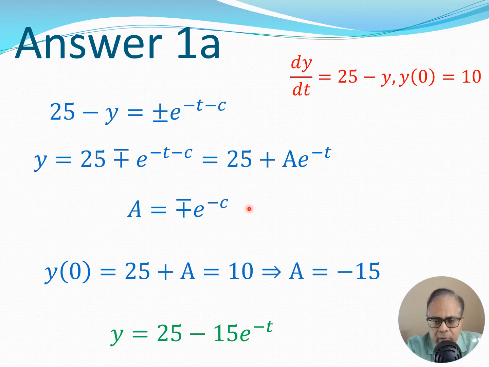And then I'm going to calculate the value of a by using the initial condition. I know that y0 is 10. So I put y0, and y0 is going to be 25 plus a, because e to the power minus 0 is 1. So I get 25 plus a is 10, and then I can immediately solve for a. So a is going to be -15. So I get the solution as y is 25 minus 15 e to the power minus t, by putting the value of a in this general equation for y. So now we have obtained y as a function of t.